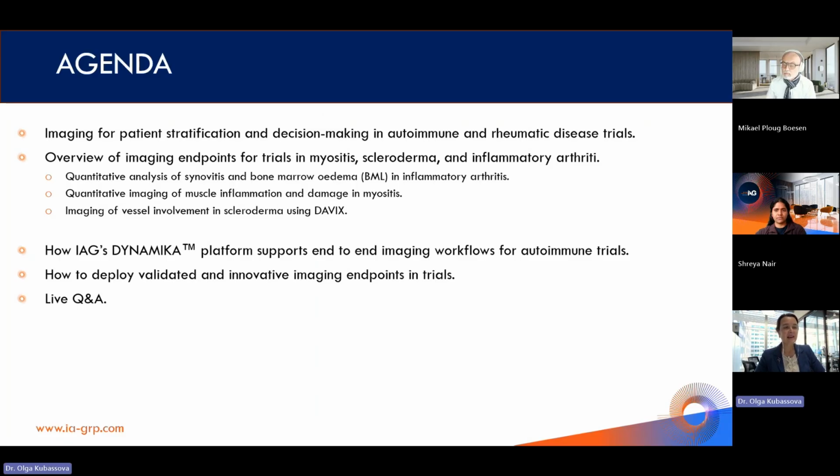Okay, so today we will be talking about autoimmune and rheumatic diseases. It's a huge therapeutic area, so we picked just a few to give you a better feel for imaging in autoimmune diseases: Scleroderma, Myositis, and of course all of them are driven by inflammation.